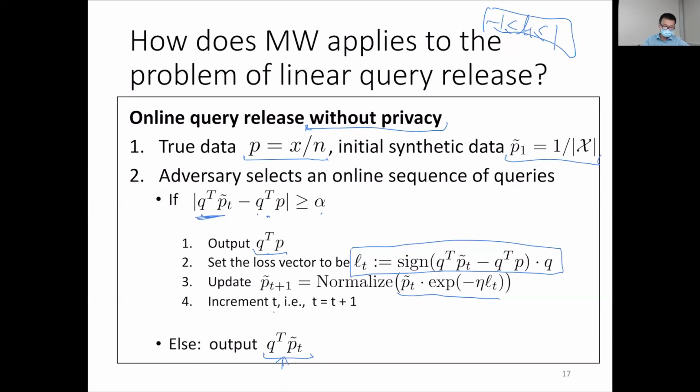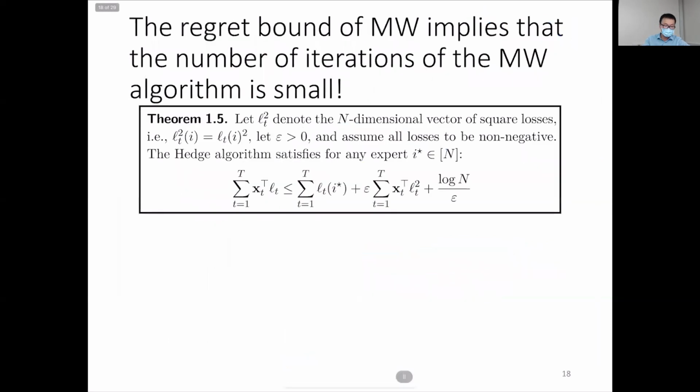Good. With that, the interesting part is that now we can take the regret bound of this multiplicative update algorithm as a black box and see what the implication is on the number of iterations that we have to run this algorithm. Let's try plugging in the choices that we had before. So what are these XTs? These XTs are just our p tilde t. So this is the current synthetic data.